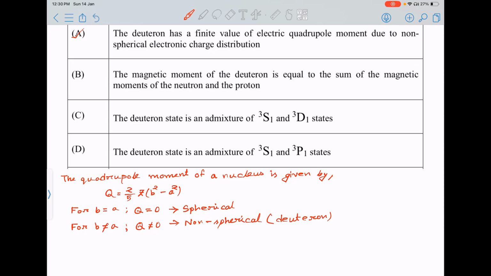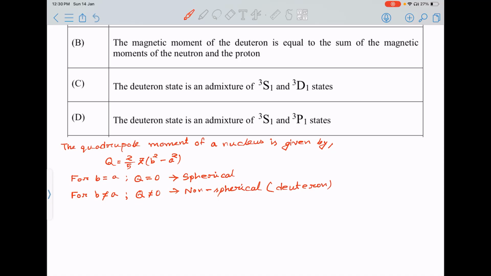Now let us check for option B. It states the magnetic moment of the deuteron is equal to the sum of the magnetic moments of the neutron and proton. Now we know the magnetic moment of proton is 2.79 mu n, and that for neutron is minus 1.91 mu n.